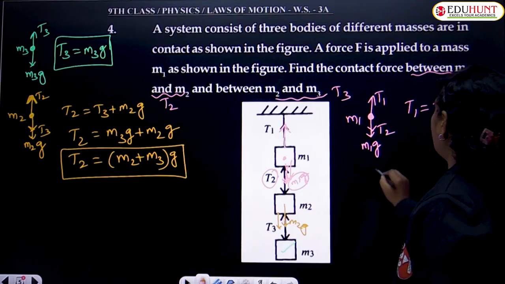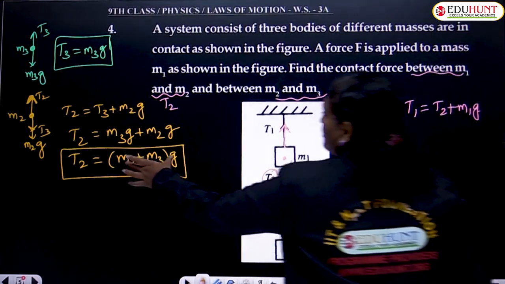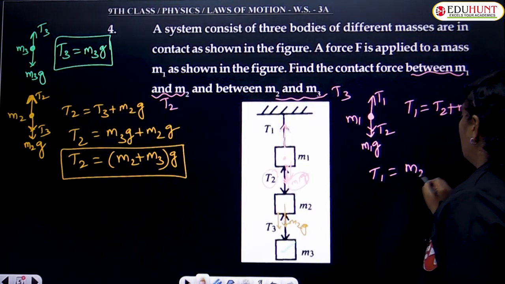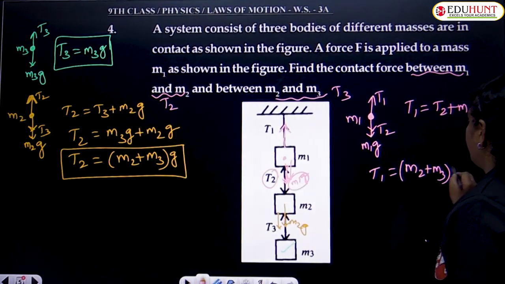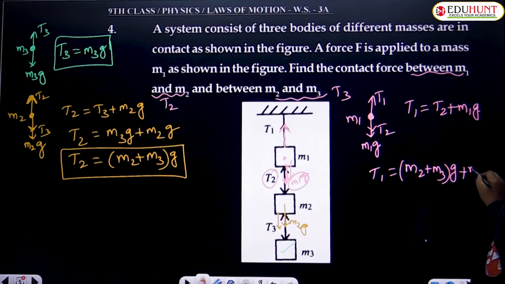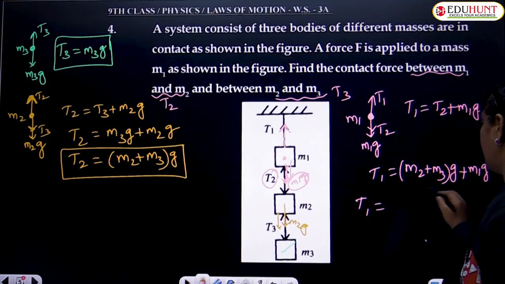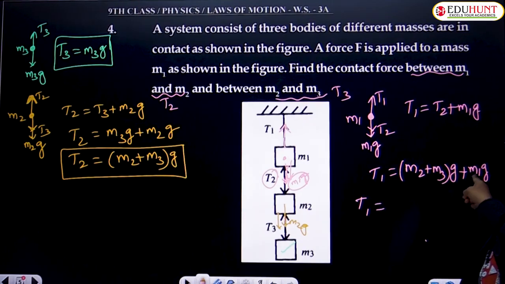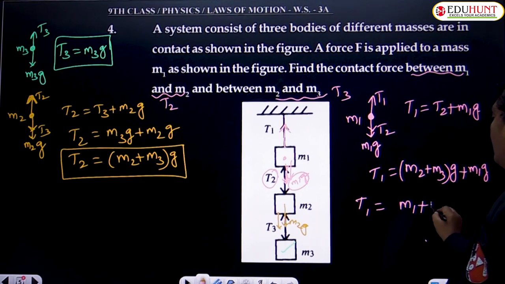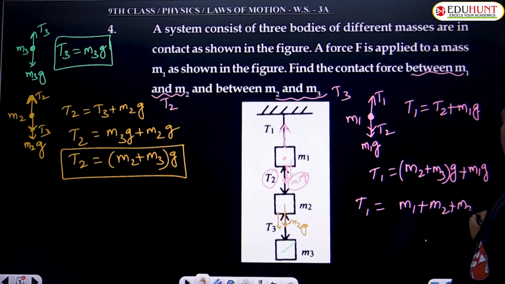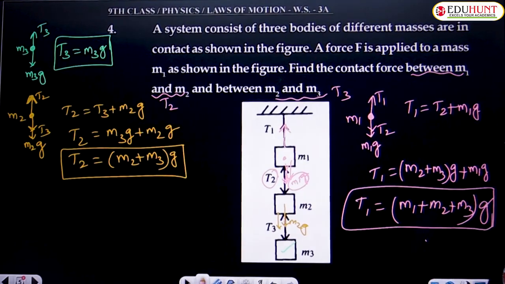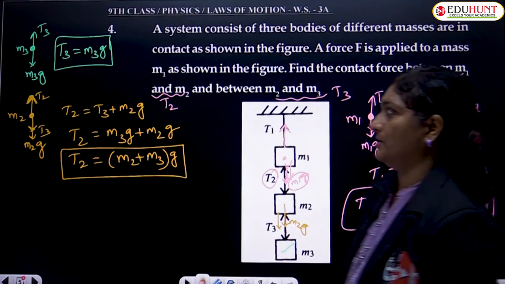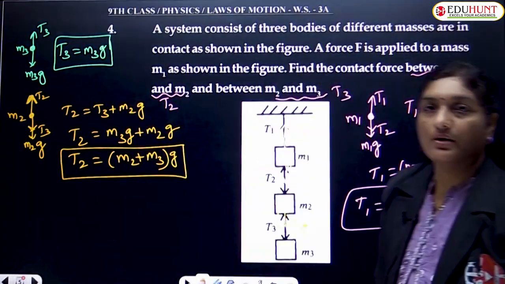Or the value of T1 can be written as, what is the value of T2? Just now we calculated it as (M2 plus M3) times G along with M1G. So altogether we have G as common. Hence T1 is equal to, if you take G common and rearrange the terms, first of all M1, then M2 and then M3, times G. So the value of T1, the force applied, is given as T1 equals (M1 plus M2 plus M3) times G. So these are the results you are asked for. Okay children, well.